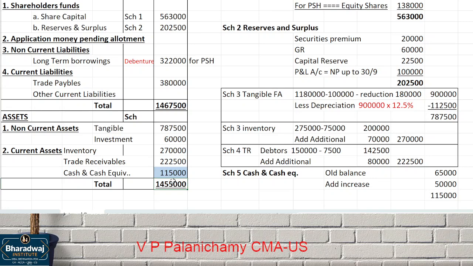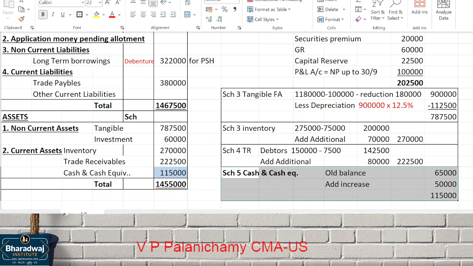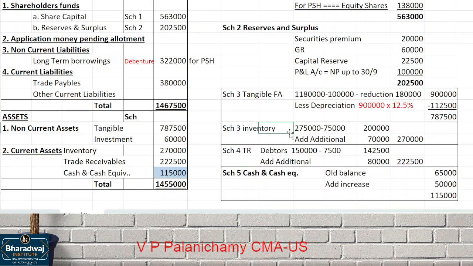Tally it. Immediately what will you think? The problem is wrong, you will come to a conclusion, no. What is your asset side total? 14,55,000. What is the liability side total? 14,67,500. Why is it not tallying? Why is it not tallying?